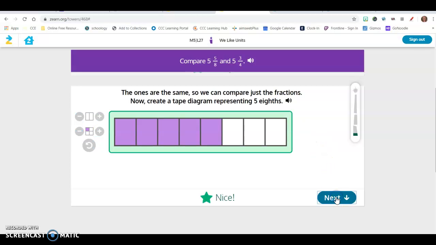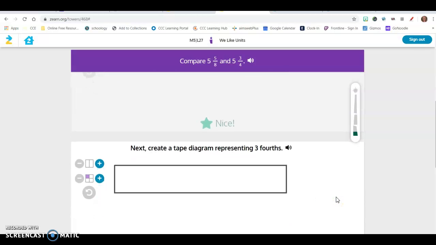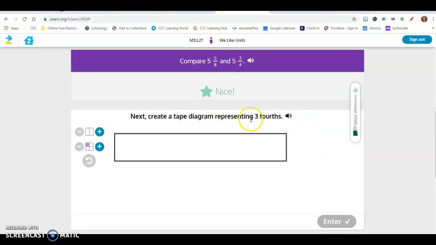There's that part. Okay, the second fraction, 3/4, so we have to split it into fourths. And then we want 3 of them filled in.